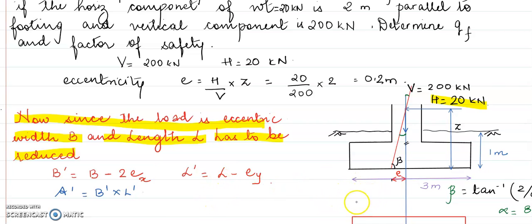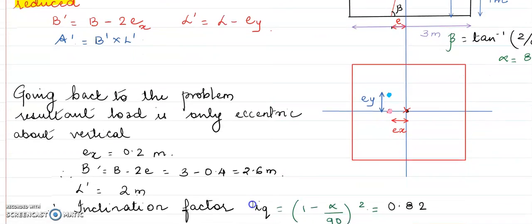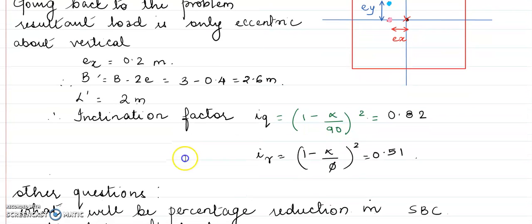When it is eccentric about L and B, you will apply both. When it is only eccentric about B, you will apply corrections only to B. And then accordingly, your area also will change. If your B changes, L changes, your area also changes. So coming back to the problem, ex we found as 0.2 meters. So B dash will be B minus 2 times eccentricity, so 3 minus 0.4, that is 2.6.